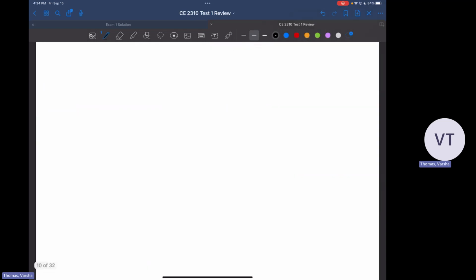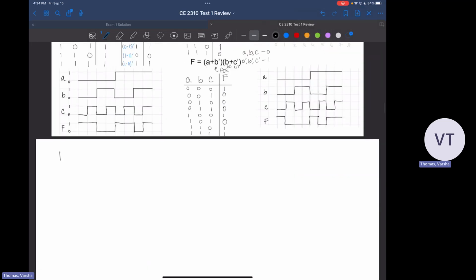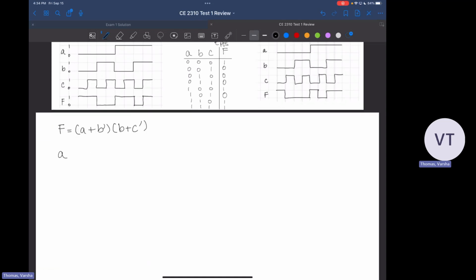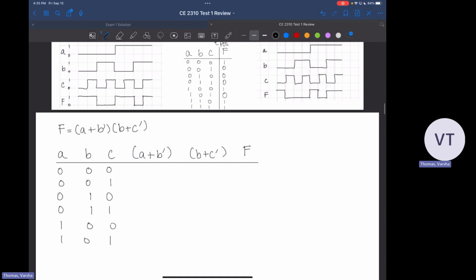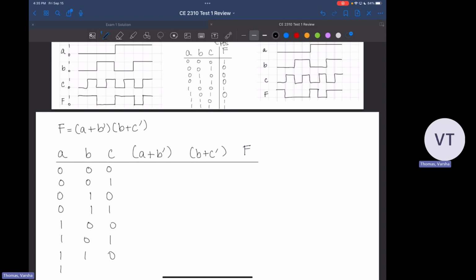Okay, let's just add a blank over here. So we've got, how are we doing on time? We're good, right? A or B naught, and then B or C naught. Okay, so we got A, B, C, B naught, B or C naught, and then F over here. Okay, 0, 0, 0. 4, this is 5, 6, and 7.